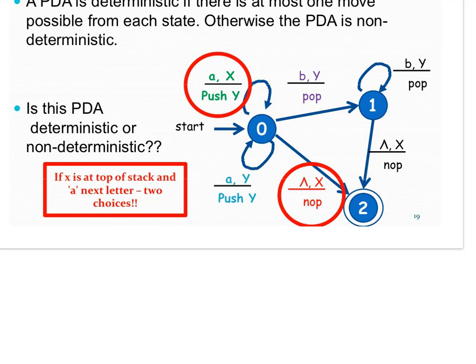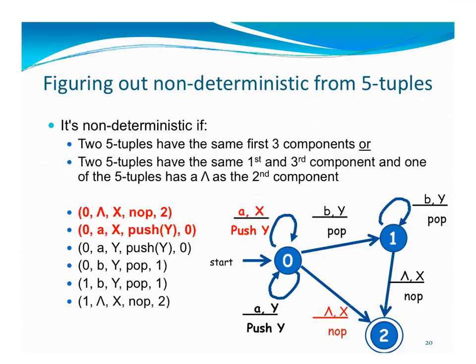So this PDA that I'm showing you here is non-deterministic, right? Because there are two possible options from at least one of the states. In this case, from state 0, there are two possible options. Now, one nice trick, if you do write out your 5 tuples, is it's pretty easy to tell if a PDA is non-deterministic just by looking at the 5 tuples. So, if either of these two things are true, it's non-deterministic. If you've got two 5 tuples that have the same first 3 components, then it's non-deterministic, right?